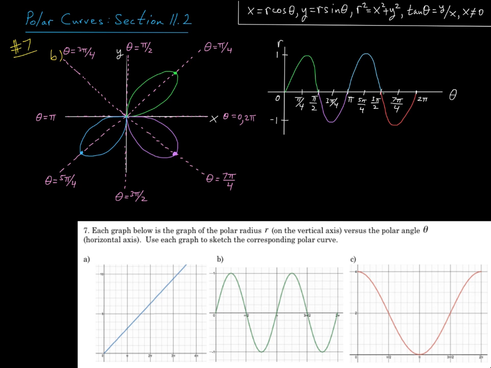Okay, and then that leaves us with this last bit as we sweep from 3 pi over 2 to 2 pi. So we're sweeping through quadrant 4, but again, r here is negative, so we're going to reflect through the origin, and that's going to give us a petal up here in quadrant 2. So we get this nice 4-petaled curve.